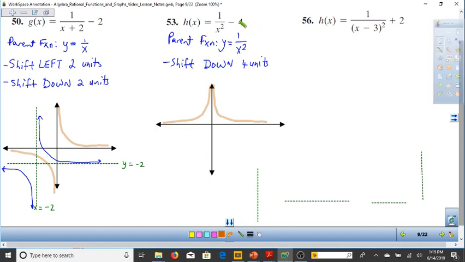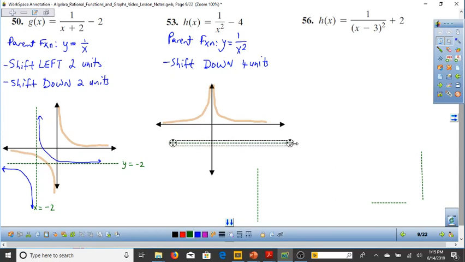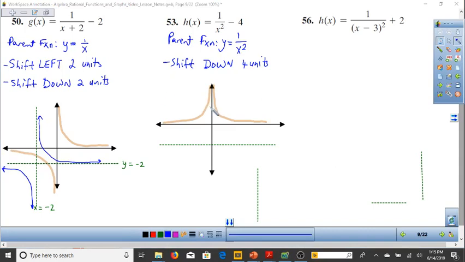Then this says shift the graph downward 4 units. So now what happens is the vertical asymptote is the y-axis. The horizontal asymptote is shifted downward 4 units. So the whole graph gets shifted downward 4 units. And so the graph looks something like this.